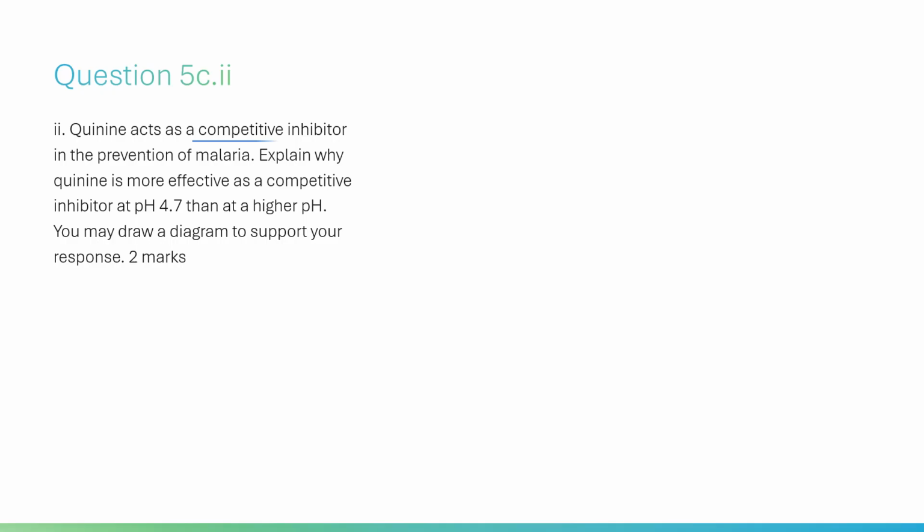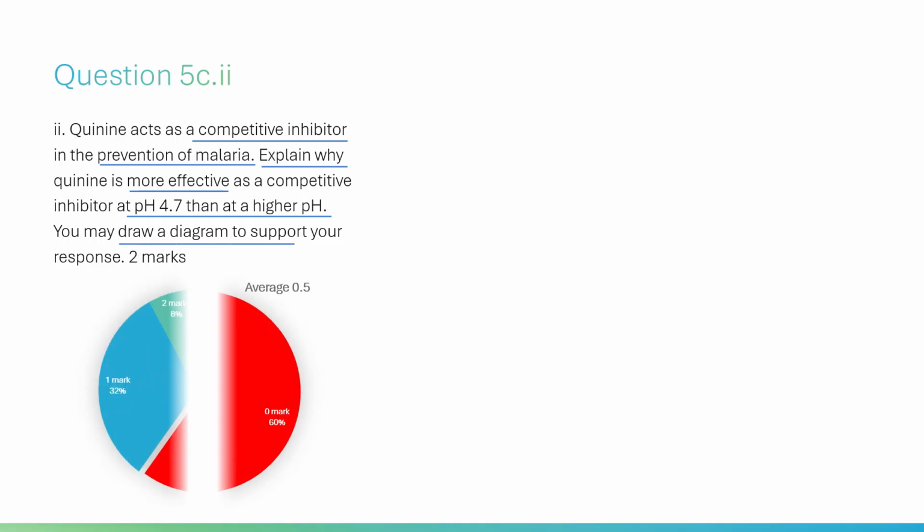Quinine acts as a competitive inhibitor in the prevention of malaria. Explain why quinine is more effective as a competitive inhibitor at pH 4.7 than at a higher pH. You may draw a diagram to support your response. 2 marks. An average mark of 0.5 out of 2, with a staggering 60% of the state scoring 0, makes this arguably the ultimate discriminator question on this entire paper.